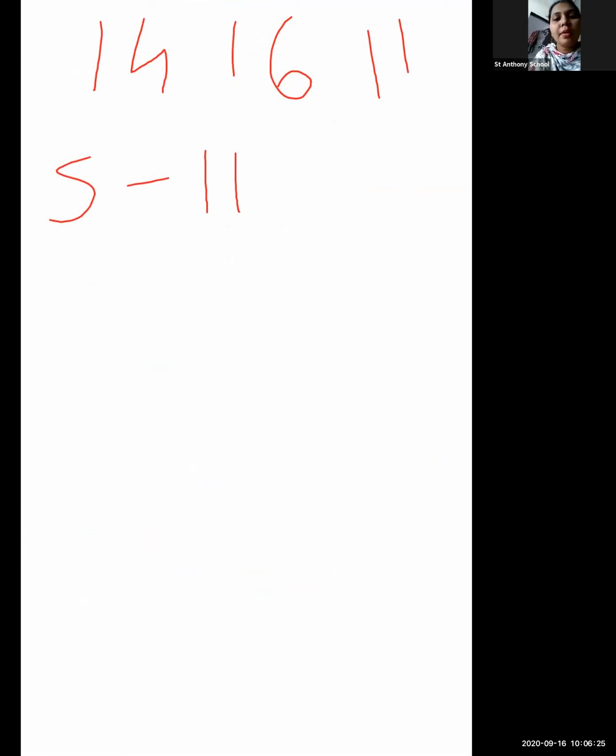The numbers are 14, 16 and 11. Okay, so here first we write the smallest number. The smallest number is 11, and the bigger number is 16, right? So how do we write these numbers in ascending order? First we write the smaller number, right?